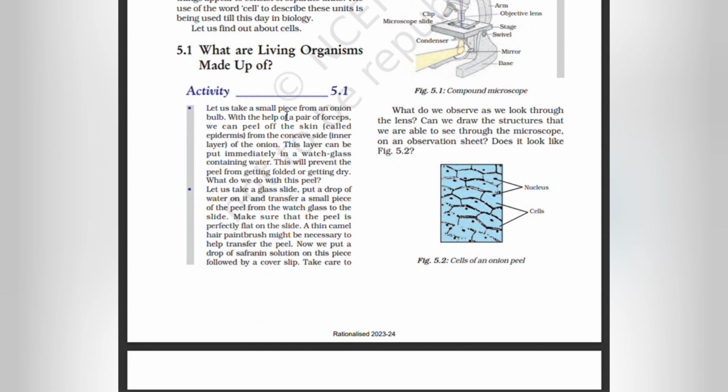Let us take a small piece from an onion bulb. With the help of a pair of forceps, we can peel off the skin, called epidermis, from the concave side, the inner side of the onion. This layer can be put immediately in a watch glass containing water. This will prevent the peel from getting folded or getting dry. What do we do with this peel? Let us take a glass slide, put a drop of water on it, and transfer a small piece of the peel from the watch glass to the slide.